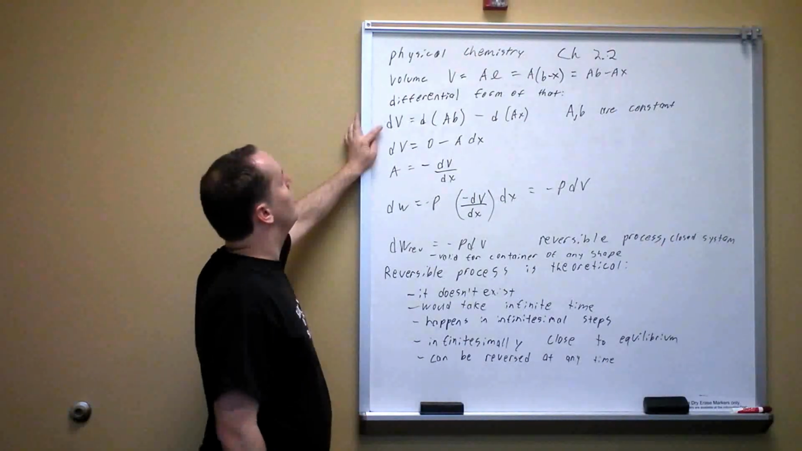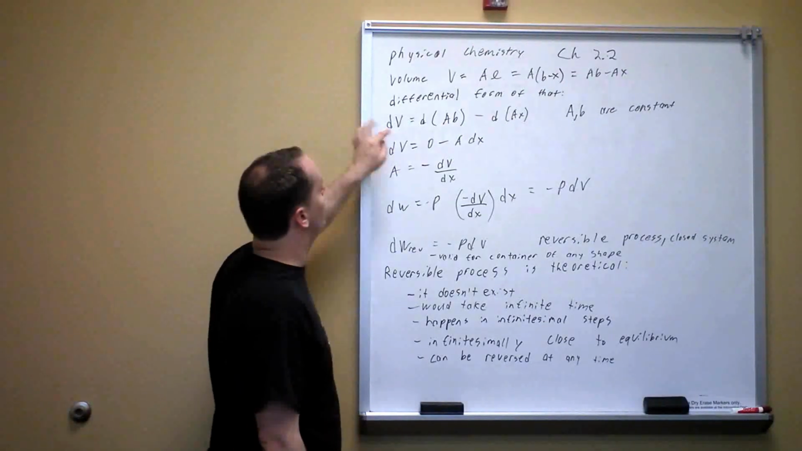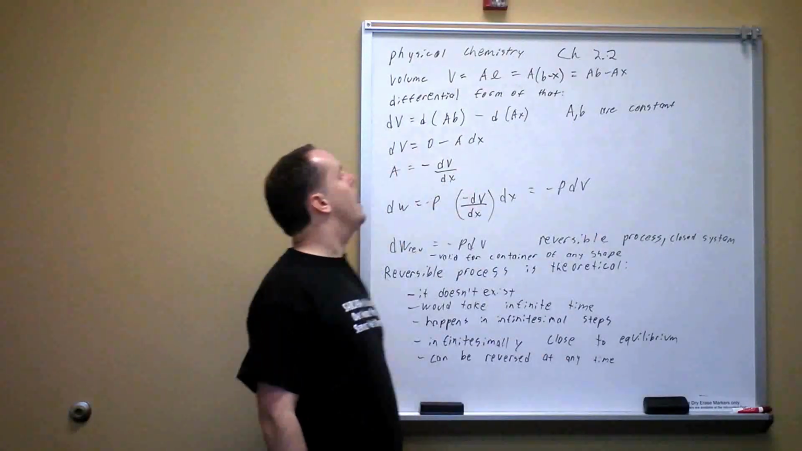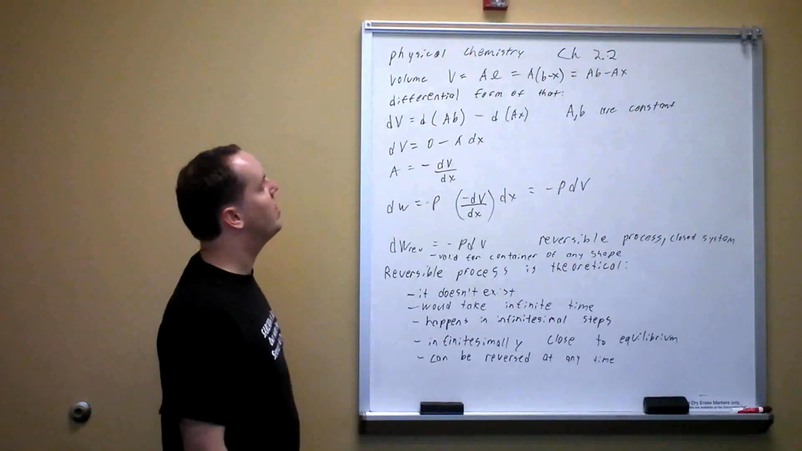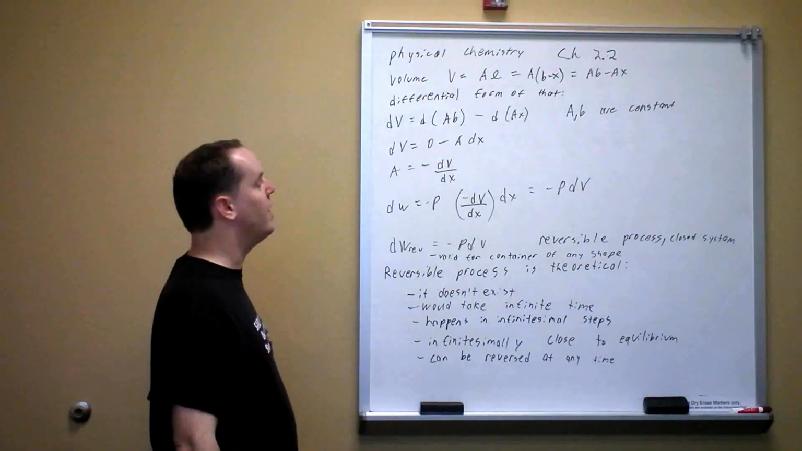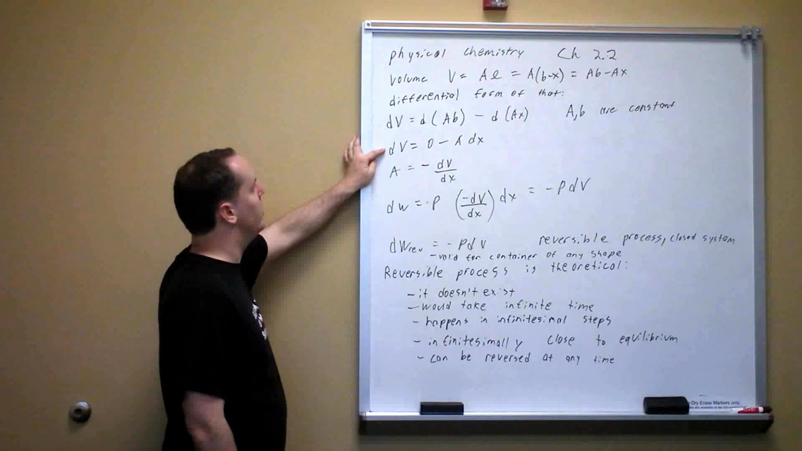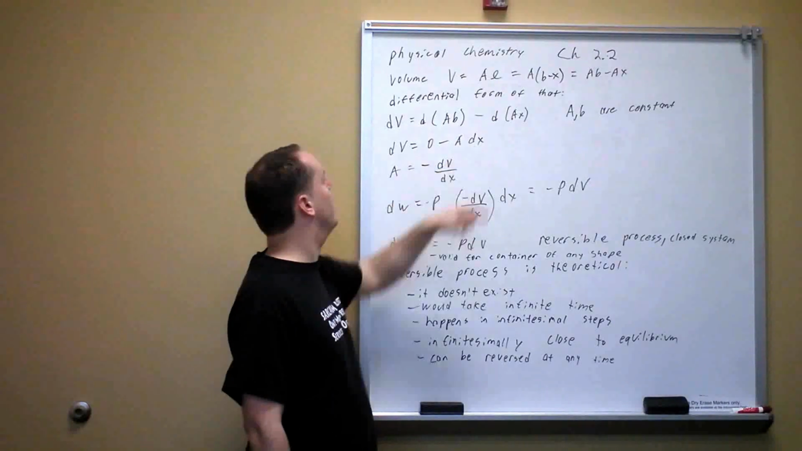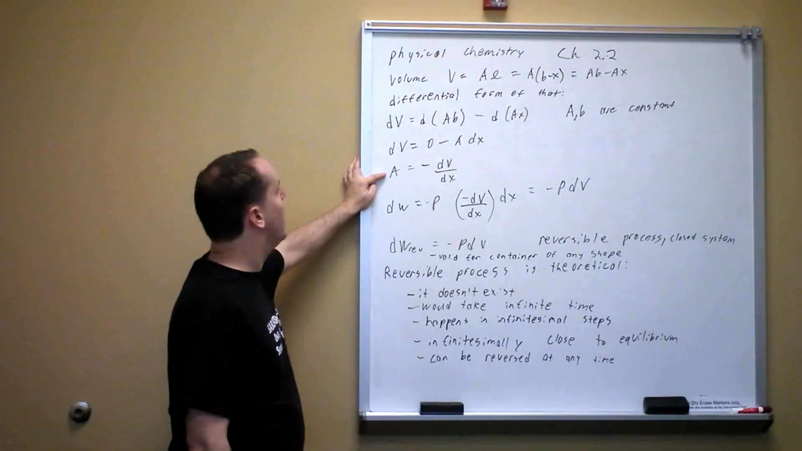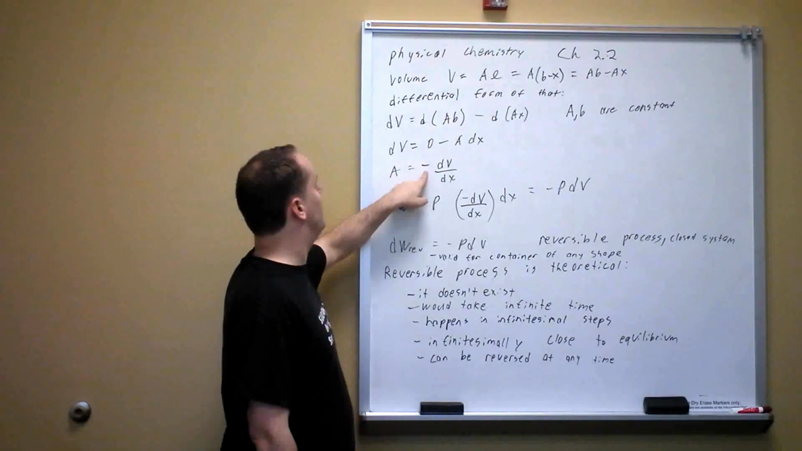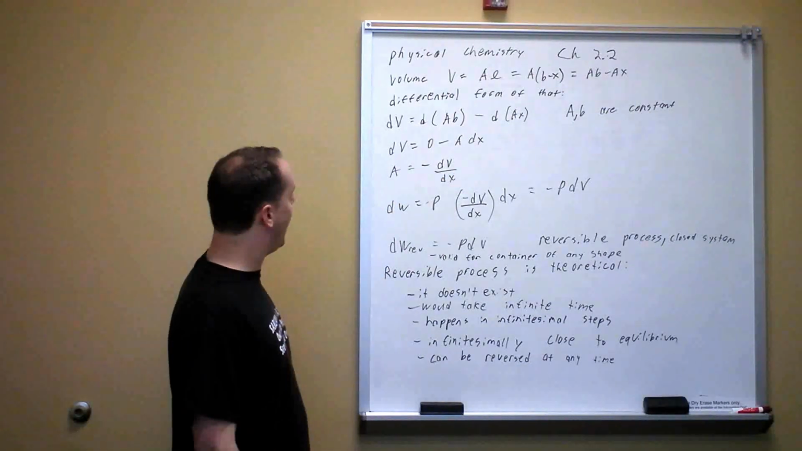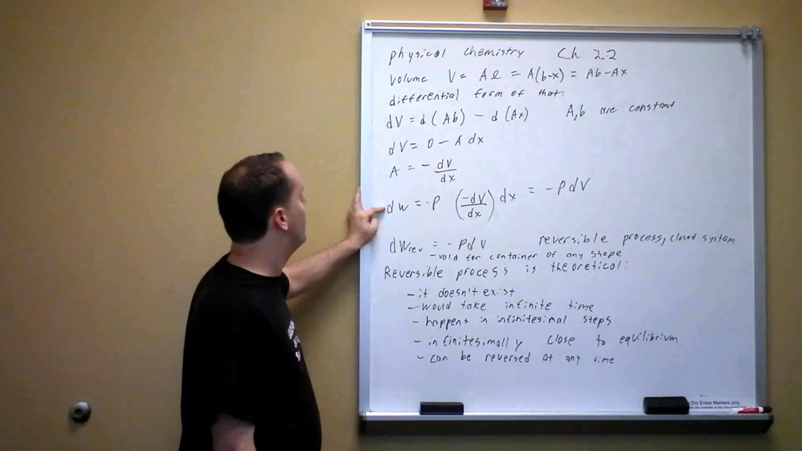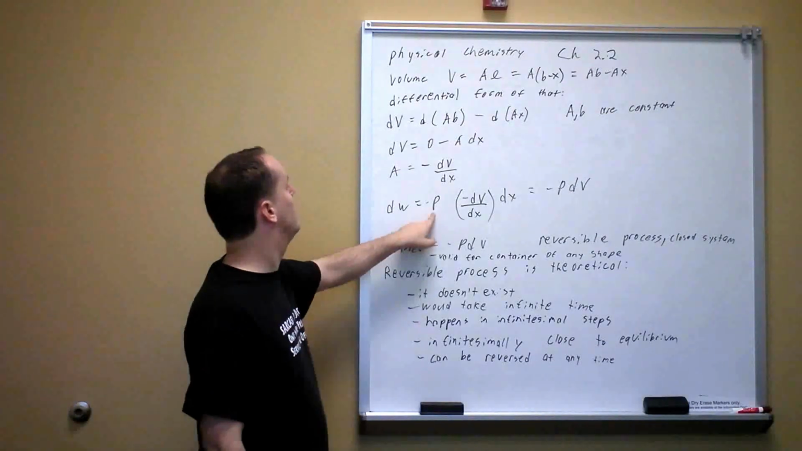Now writing that in differential form, then we have the differential of volume is equal to the differential of AB minus the differential of AX. And we know that A and B are constants because A is just the area of the piston and B is just the location of the fixed end of the cylinder. So we have dV, differential of volume, is equal to 0 minus A dx. So simplifying that, solving for A, we get area is equal to minus the differential of volume with respect to X.